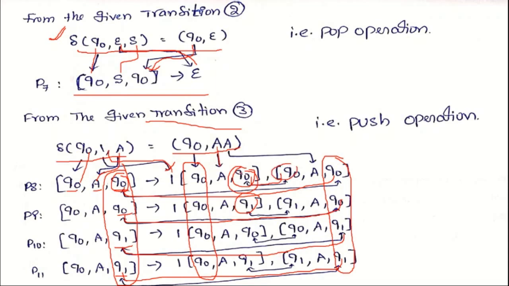So these two must be the same, these two must be the same. Here this stack symbol is the first symbol from the top of the stack, and this symbol is the second symbol from the stack. The first symbol is A and the second symbol is also A, so all are A. So these are the possible 4 production rules from the given transition 3. In the same way, we move to the 4th production rule.